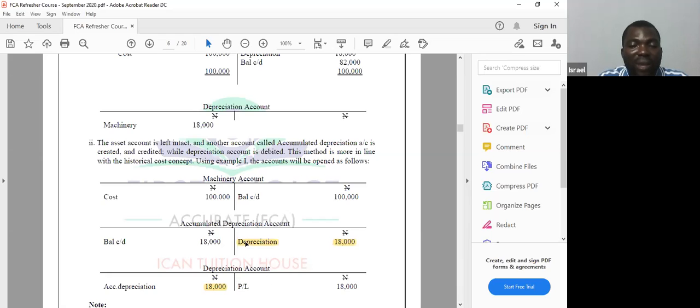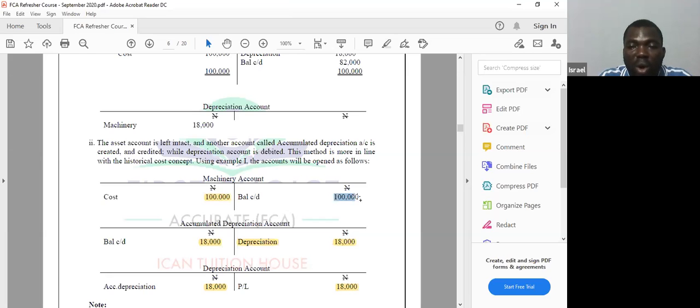So let us add up our depreciation. We have our depreciation to be 18,000, so we close the depreciation account. Once we are closing the depreciation account, we are writing it off to the profit or loss account. Then we balance our accumulated depreciation. Now, this accumulated depreciation will be used to reduce our total cost of the asset on the face of the statement of financial position.